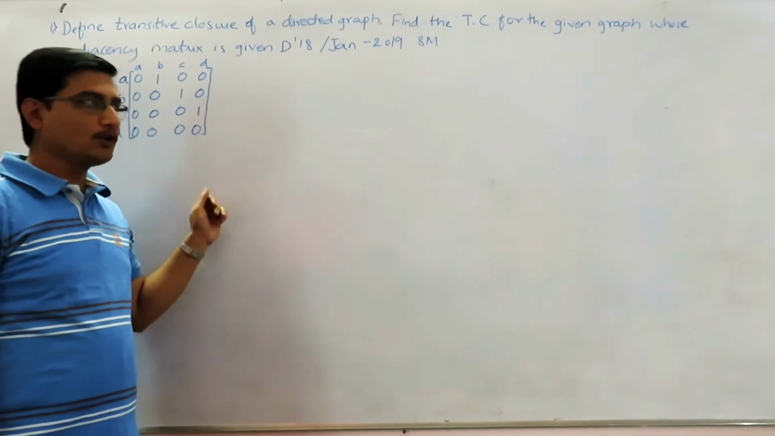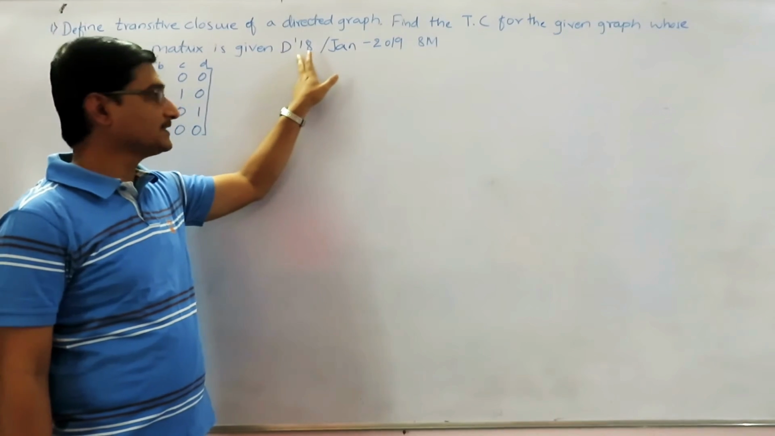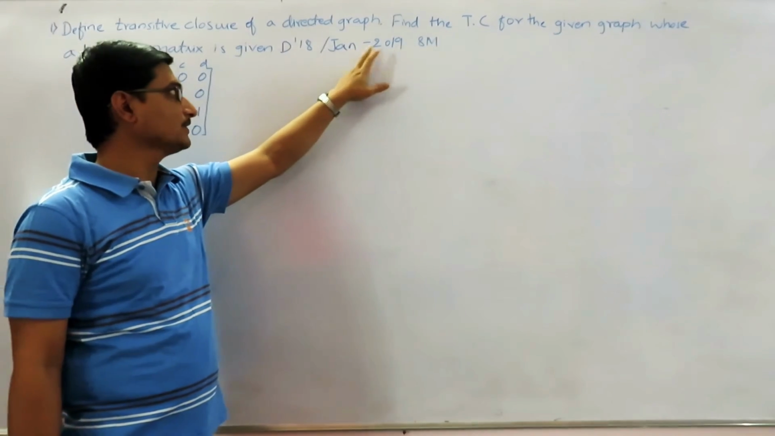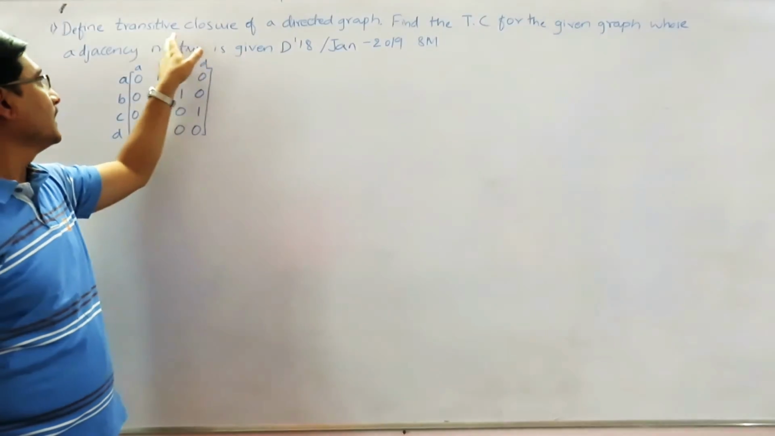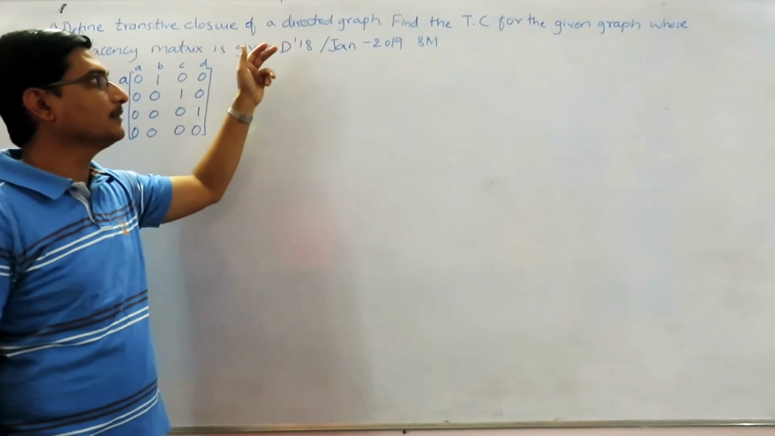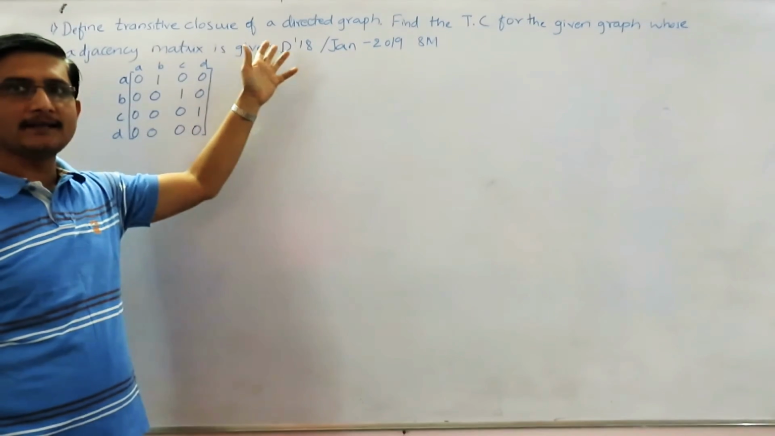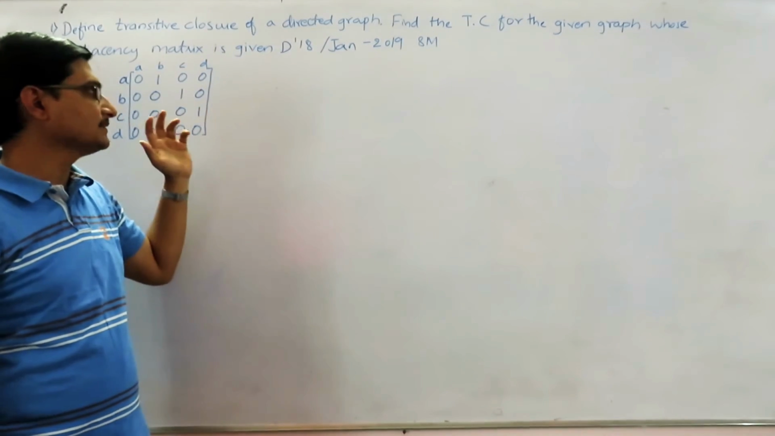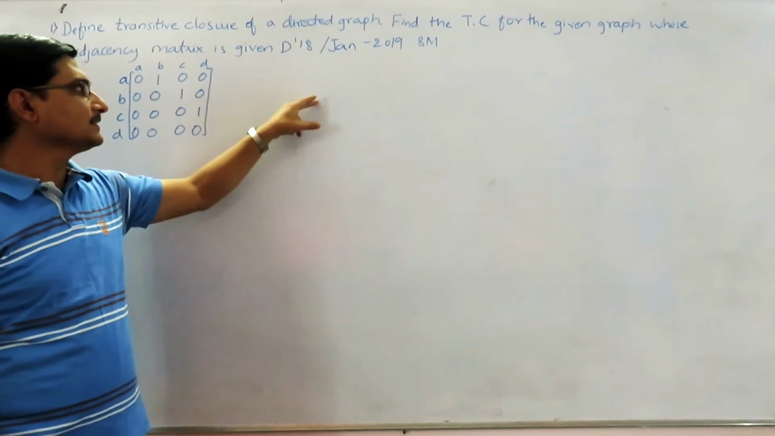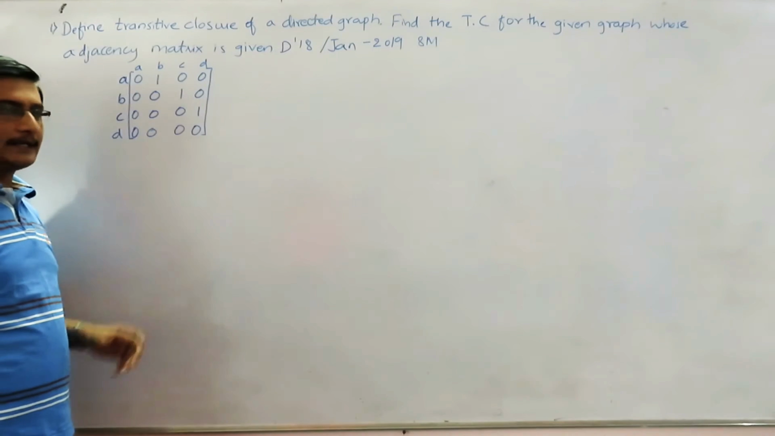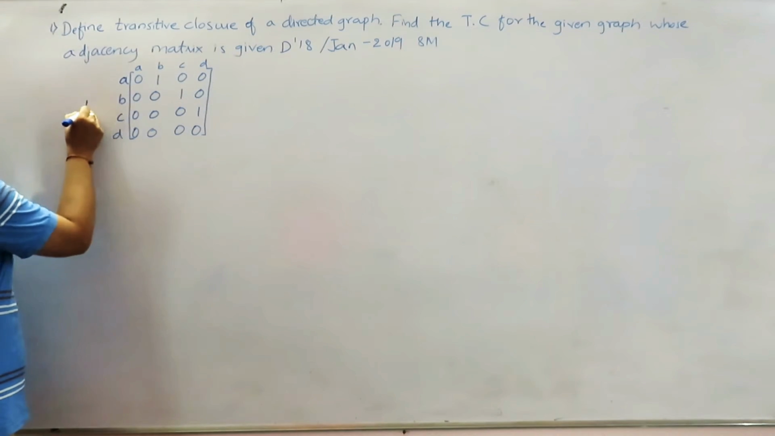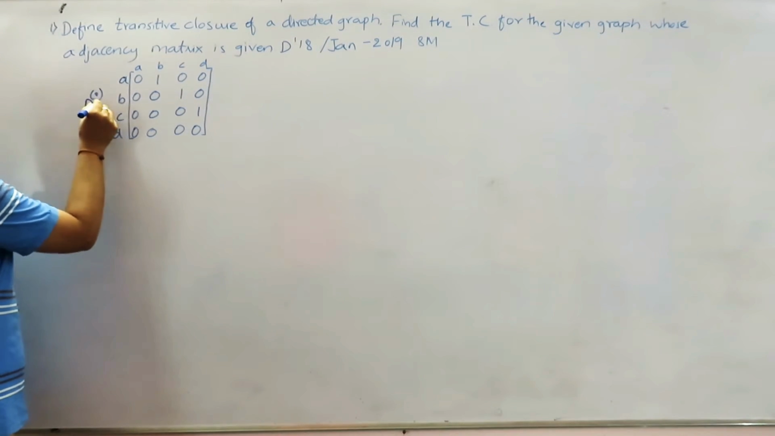We will consider one more problem which was asked in the December 2018, January 2019 question paper. It was asked for 8 marks, and the question was: define transitive closure of a graph, write the Warshall algorithm, then apply that for the following adjacency matrix. So again, this is a comparatively simpler problem because there are only 4 vertices. So let us consider this as R0.